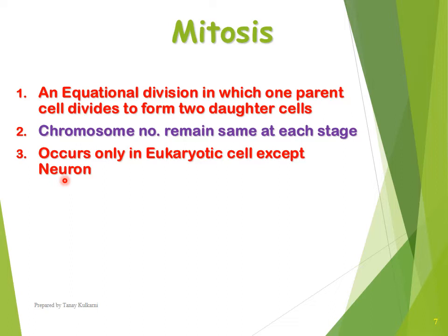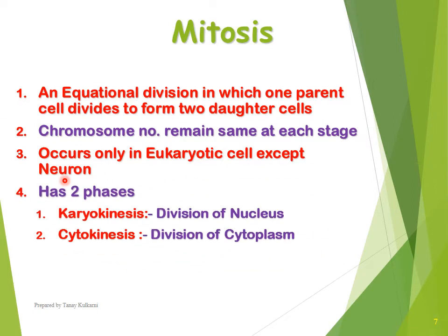Okay, so if anybody asks you what is the location of mitosis, your answer will be all body cells except neuron and reproductive organs. Neuron, because of absence of centriole, will not divide, and as I told you, reproductive organs, they will divide by meiosis, they will not divide by mitosis. Right?